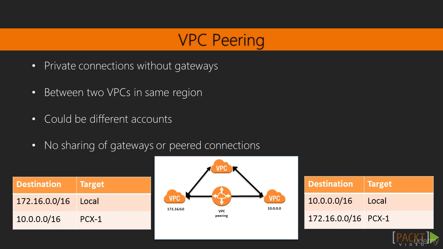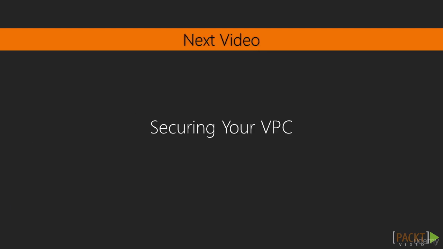In this video, we have discussed Internet and Virtual Private Gateways, VPN connections, Direct Connect, and VPC peering. In the next video, we will secure our VPC using network access control lists and bastion instances.